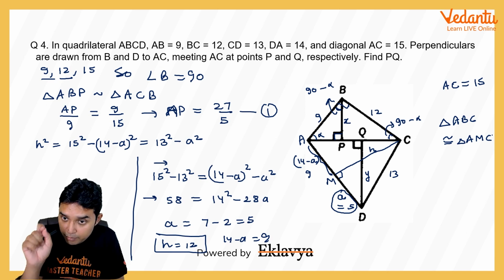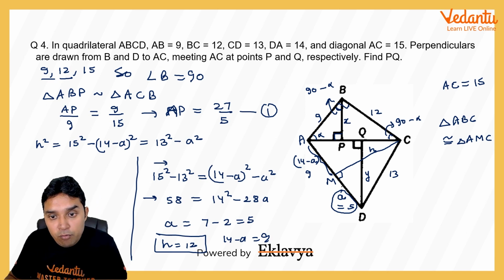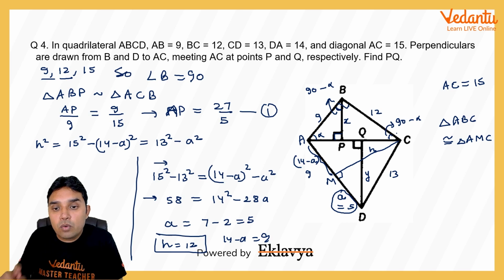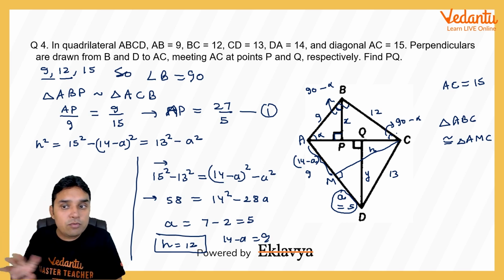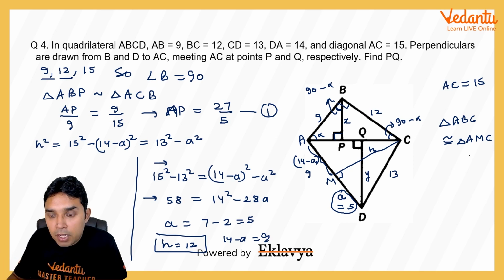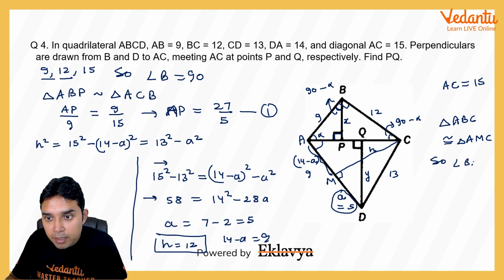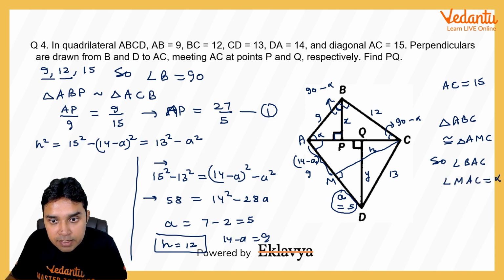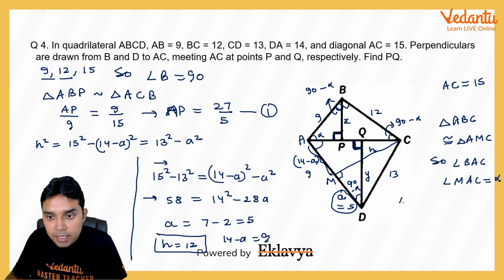This method was possible only if we could see that these two triangles are going to become congruent. Otherwise, if it was not so, this method would not have been possible. So if they are congruent, these two angles, angle BAC and angle MAC, they both will be equal to alpha. So if this is alpha and this is 90 degrees, I think this will again become 90 minus alpha.